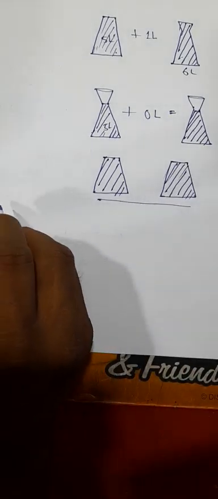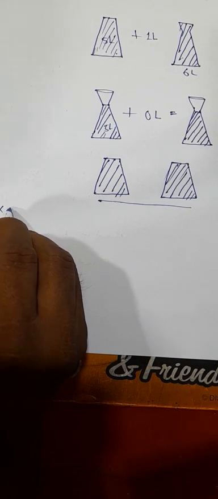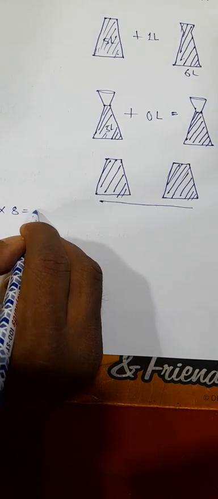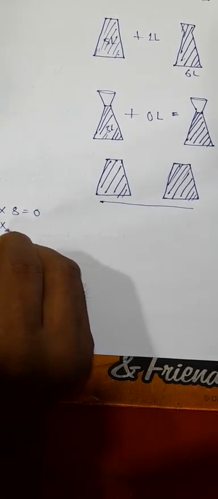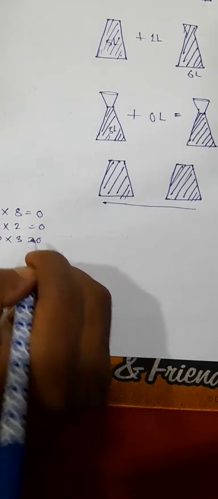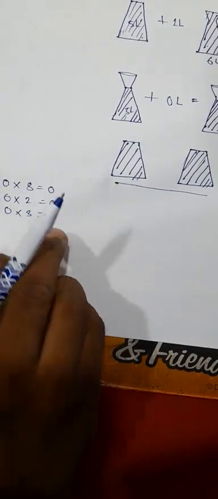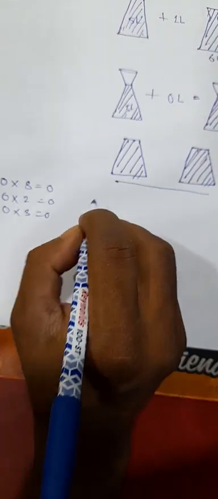Next, we will try to understand why 0 multiplied by any whole number, say for example 0 multiplied by 8 equal to 0, 0 multiplied by 2 equal to 0, 0 multiplied by 3 equal to 0. When you multiply any whole number with 0, the answer is 0. Now we will try to explain it another way.